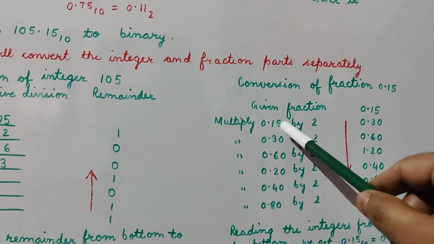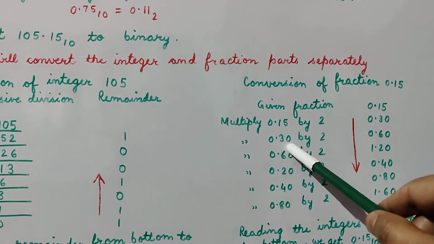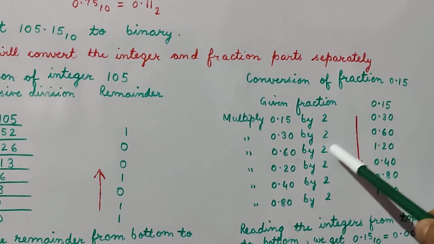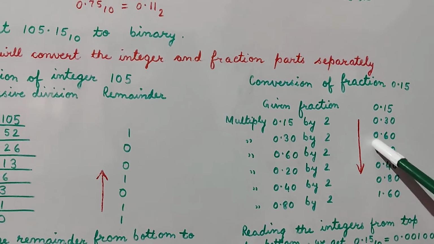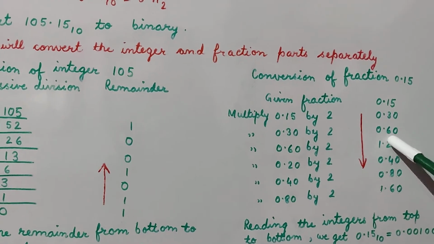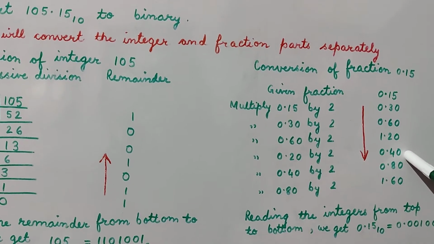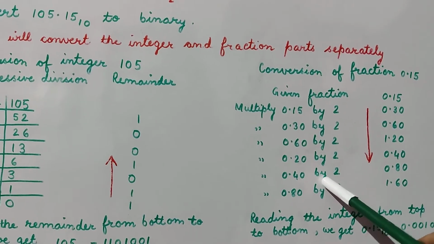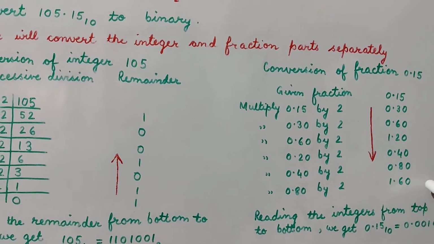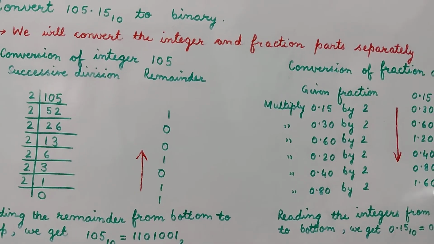Now for converting the fraction part, we will multiply the given fraction by 2. So we have multiplied 0.15 by 2, we get 0.30. Then in the next step, we will multiply 0.30 by 2, we will get 0.60. Again, we have multiplied 0.60 by 2, we get 1.20. Now we will leave this 1 as it is, and our next fraction will be 0.20. So we have multiplied 0.20 by 2, we get 0.40. Then in the next step, 0.40 multiplied by 2 gives 0.80. Again 0.80 multiplied by 2 gives 1.60. Now we will stop here because we are not getting 0.00 here.